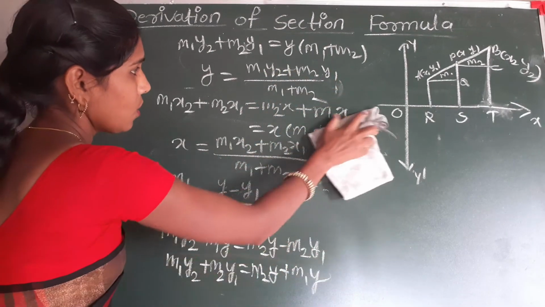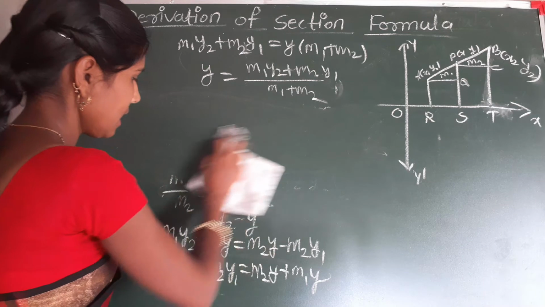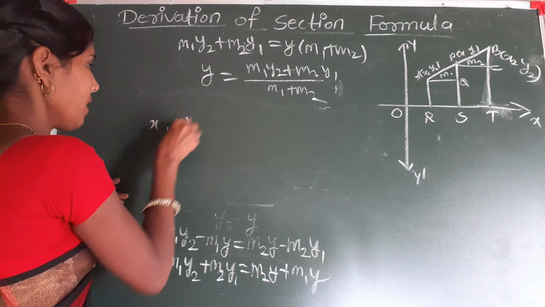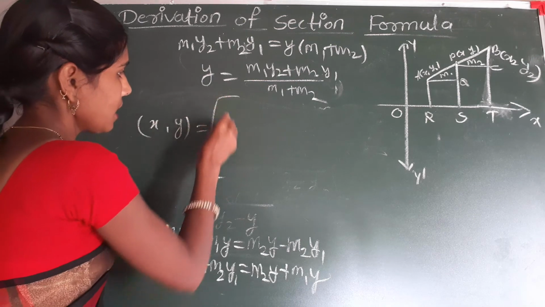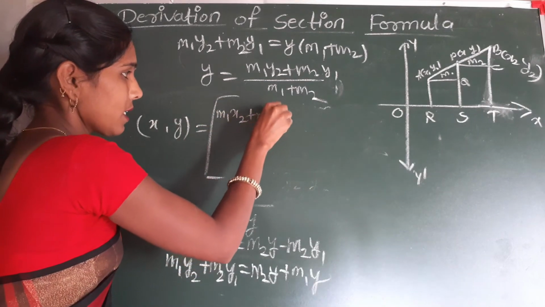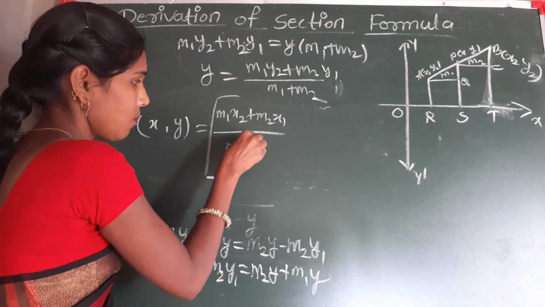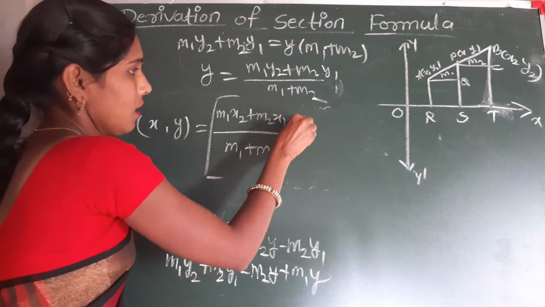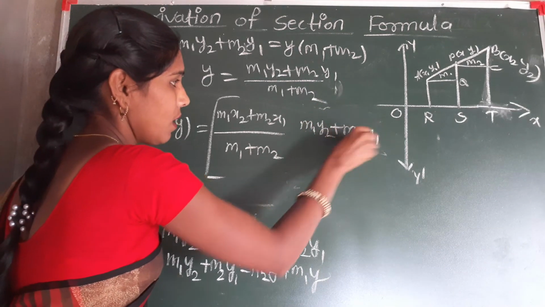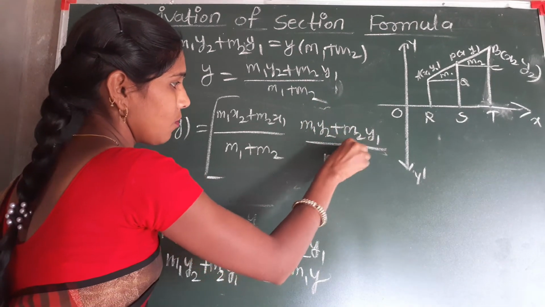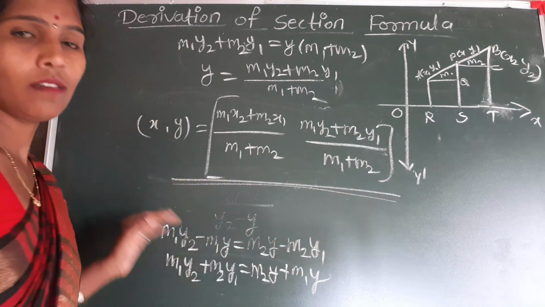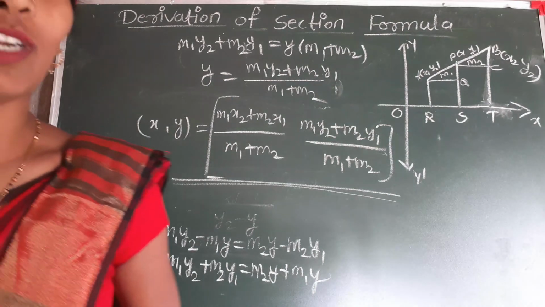Now we got the coordinates, that is x, y. So this is (m1x2 plus m2x1) divided by (m1 plus m2), and (m1y2 plus m2y1) divided by (m1 plus m2). This is the section formula. I hope you understood this.